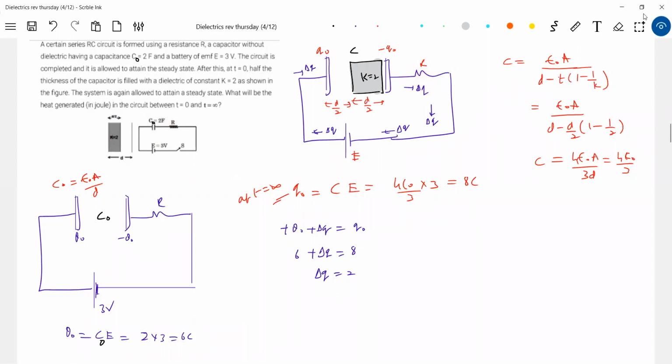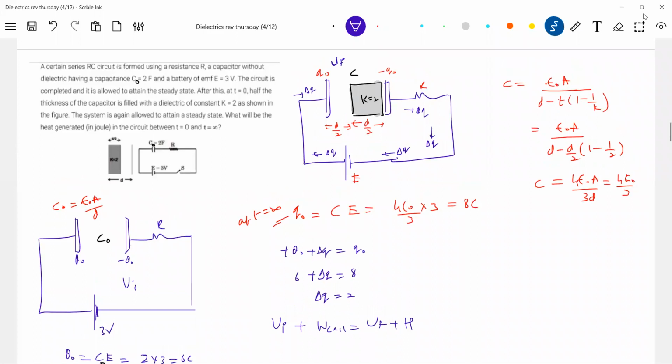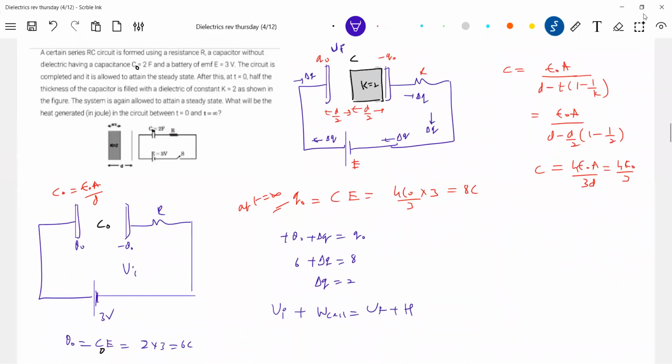So shall we go for: initial potential energy in the capacitor plus work done by the cell is equal to final potential energy plus heat generated across the resistor. Ui plus work done equals Uf plus H. Initial is Q naught square by 2 C naught, work done by cell is delta Q into E, equals Q square by 2 C plus H.